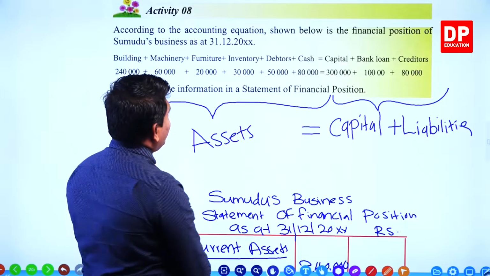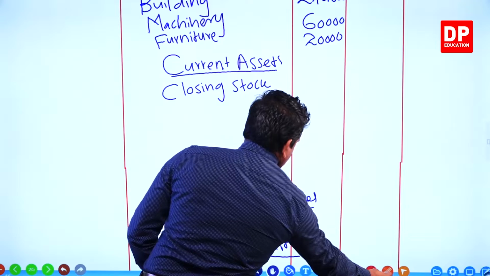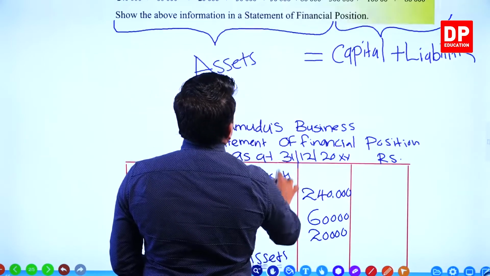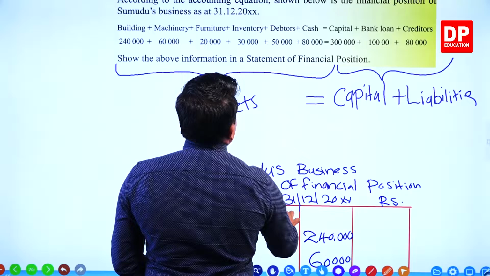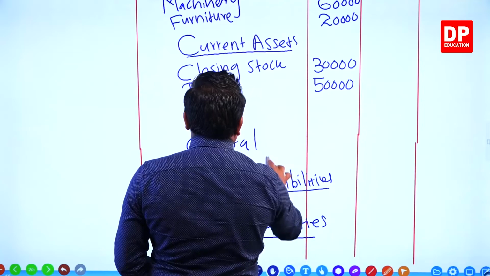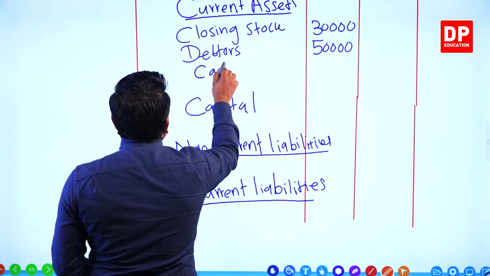You must remember. Then 30,000 debtor 50,000, right? See the debtors, how much? Debtors 50,000, right? Now go to the other one. Yeah, okay. Cash 80,000. Cash, how much? 80,000.